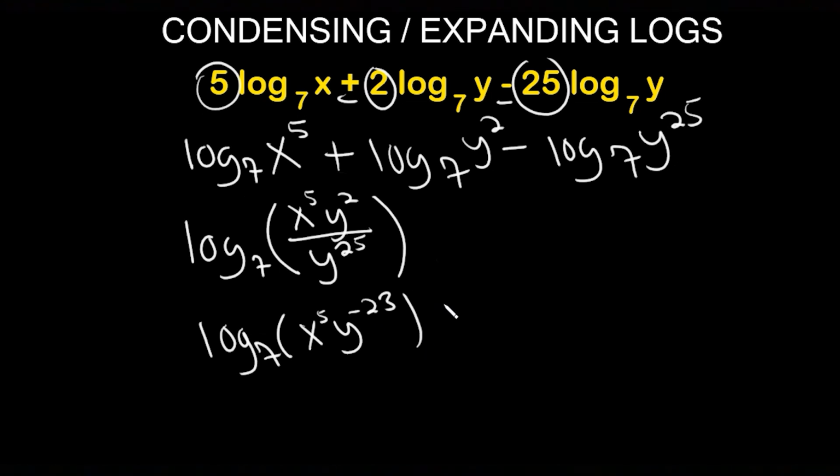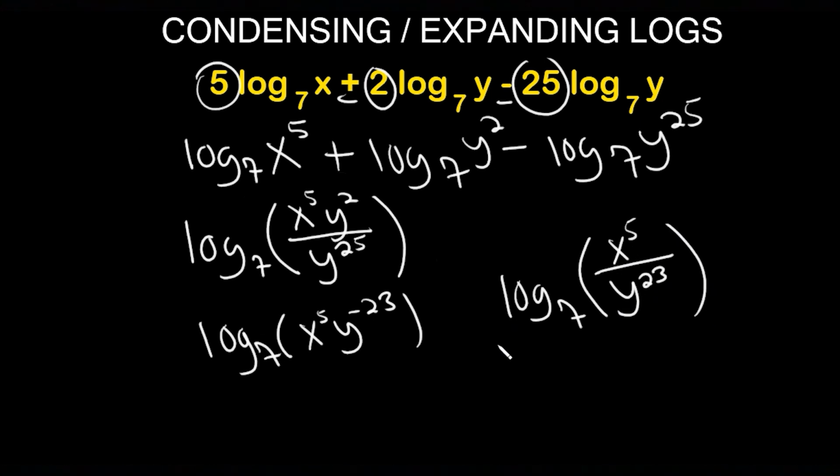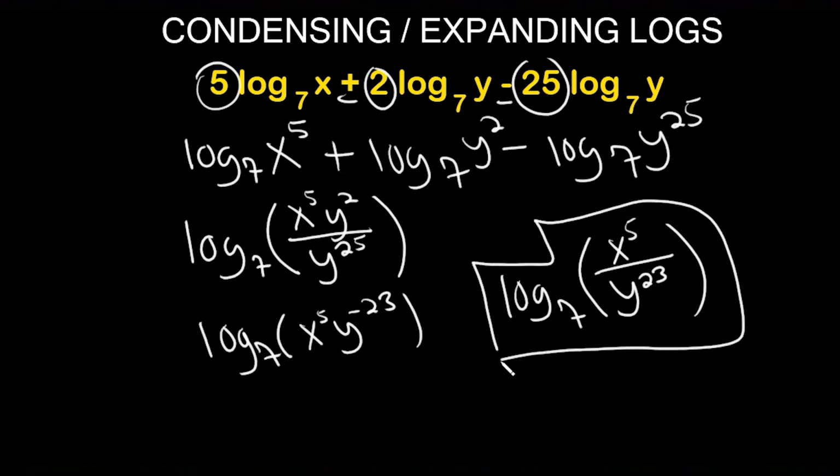Okay. Now we never want to leave a negative exponent. So again, using the negative exponent property, I can take this y to the negative 23 and bring it down to the denominator to get rid of that negative exponent. So your final answer is going to be log base 7, and then we have x to the 5th power all over y to the 23rd power, just like that, okay? And so now this problem is done. We just went ahead and condensed it down, all right? So that's completely done. All right, let's try another example.